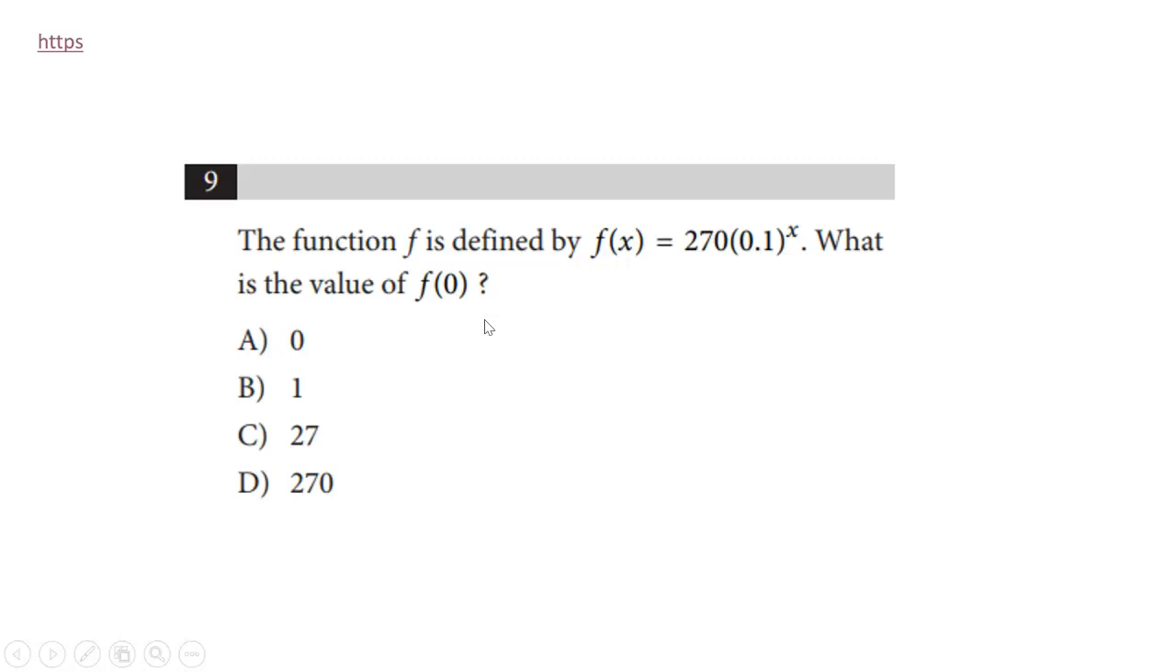So we see again, this is the third straight question I've done here with this f of 0. This function notation is important. And what all you do here, there's several things to say here, but all you do is put a 0 in the x position. Okay, so let's do that.